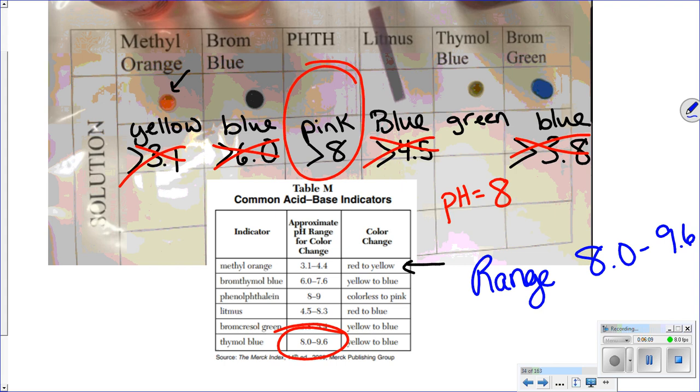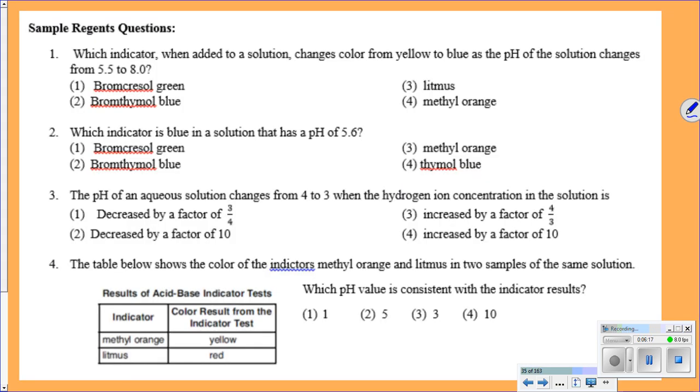This is what we're going to be doing in lab tomorrow, so you'll actually get to see a bunch of these indicators and kind of get a little practice with Table M. Here's some sample questions for you. You can pause the video for a moment and try them out, and then I'll put the answers up.